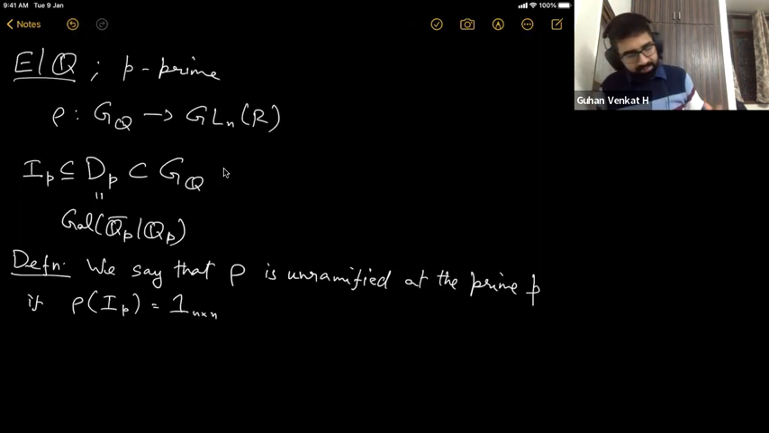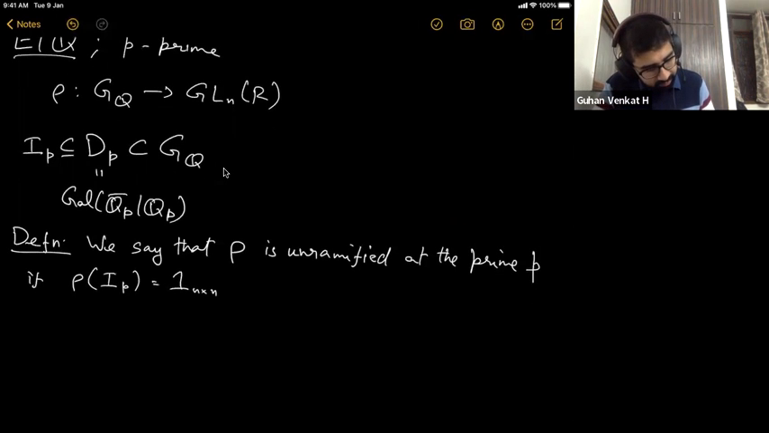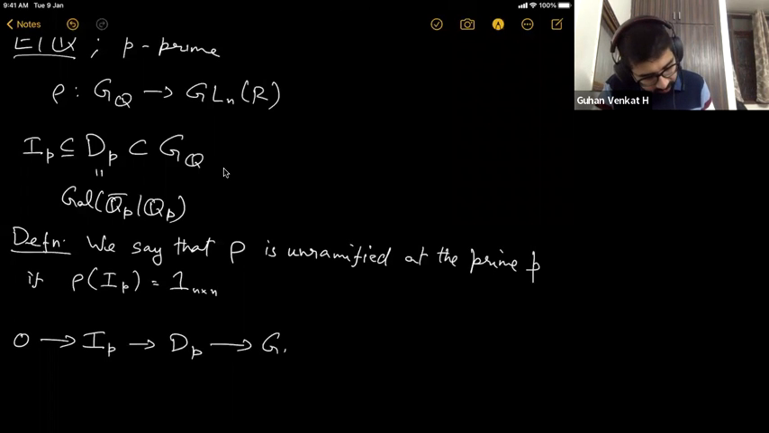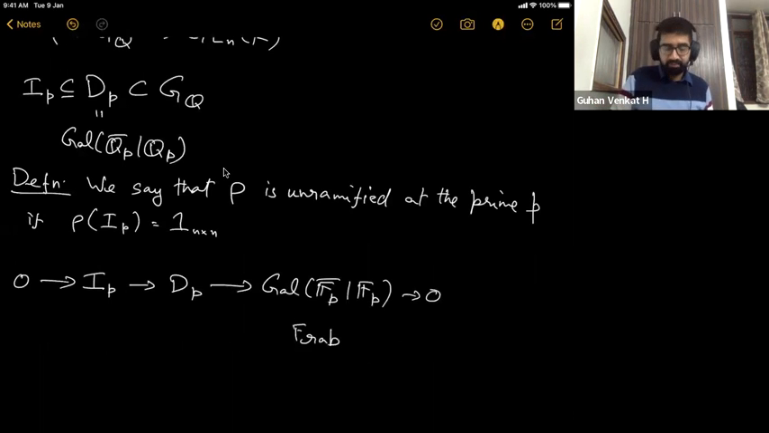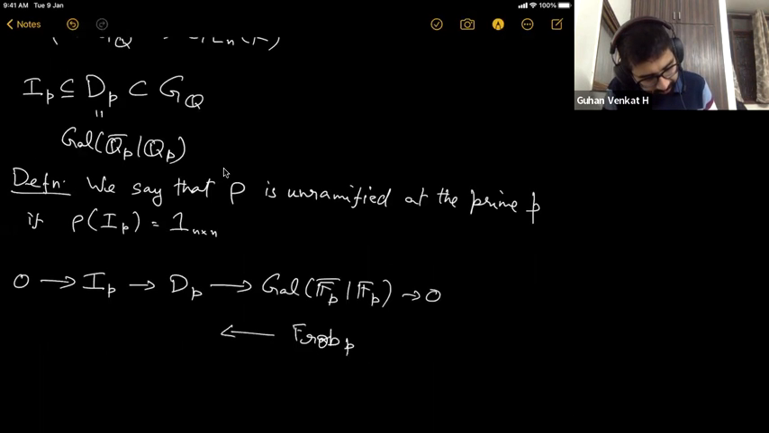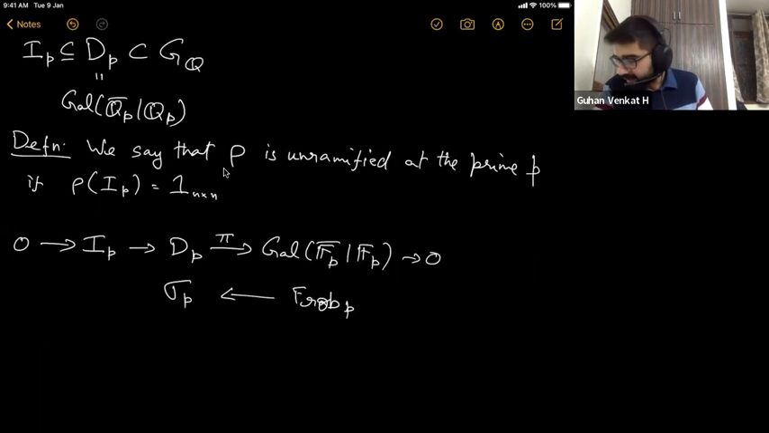So once you have an unramified representation, you have this short exact sequence of various Galois groups. And we know that the absolute Galois group of F_p is generated by the Frobenius. And let me think of a pre-image of this Frobenius. Let me denote this by sigma_p. So you can make sense of this quantity rho(sigma_p).